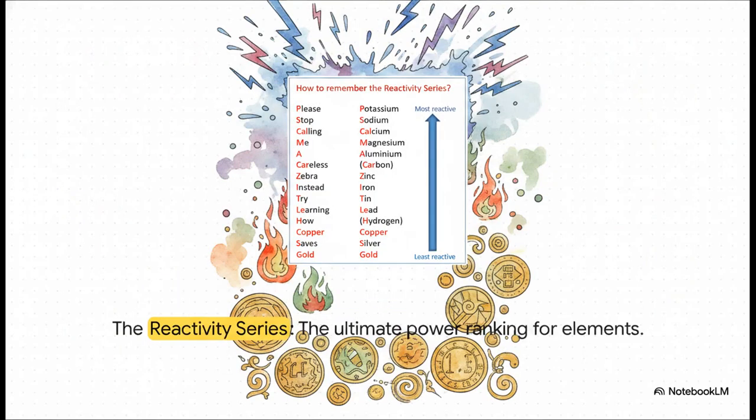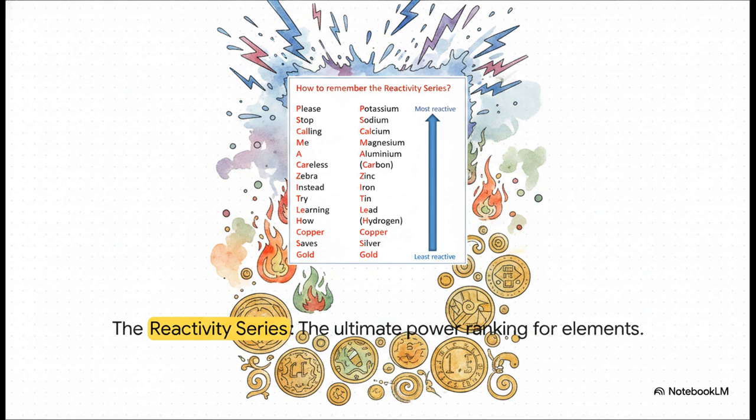Well, yes, there absolutely is. This right here is the cheat code. It's called the reactivity series, and it's basically the ultimate power ranking for all the elements. The guys at the top, like potassium, total party animals, super reactive. The ones way down at the bottom, like gold, they're kind of the quiet wallflowers.